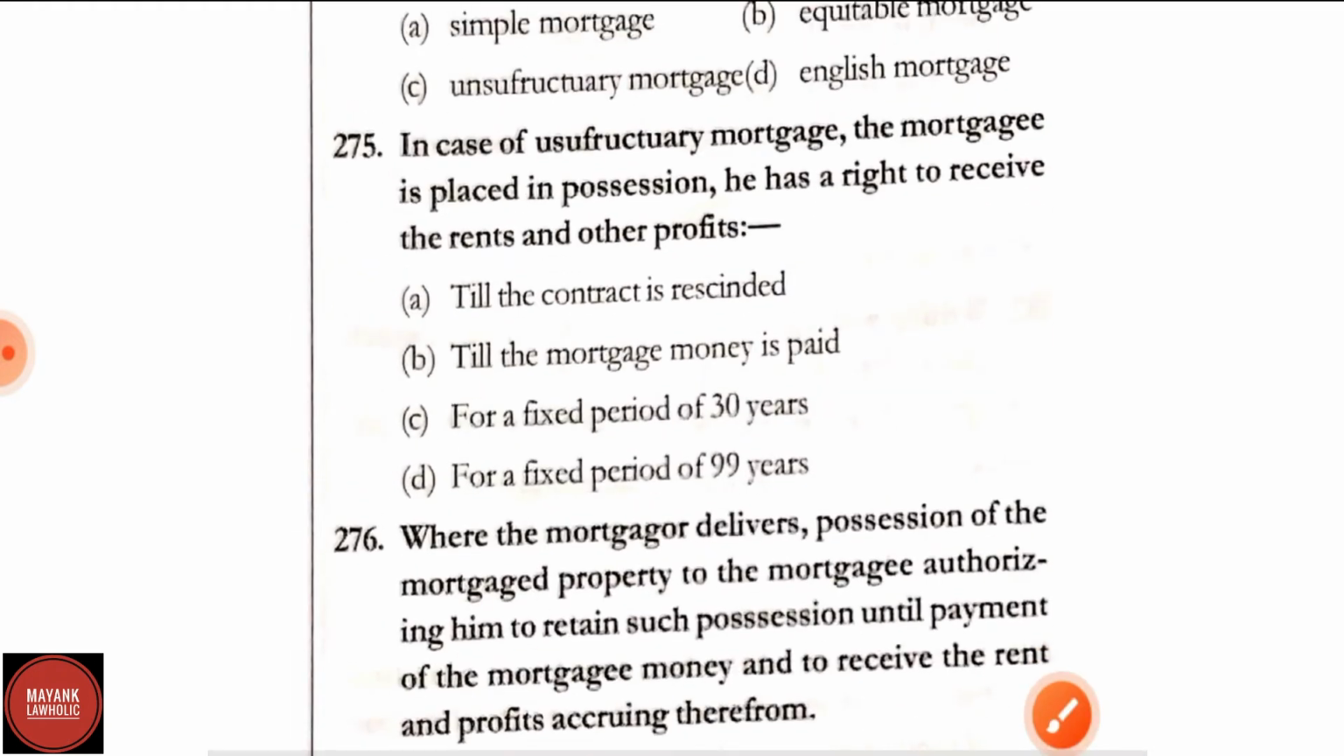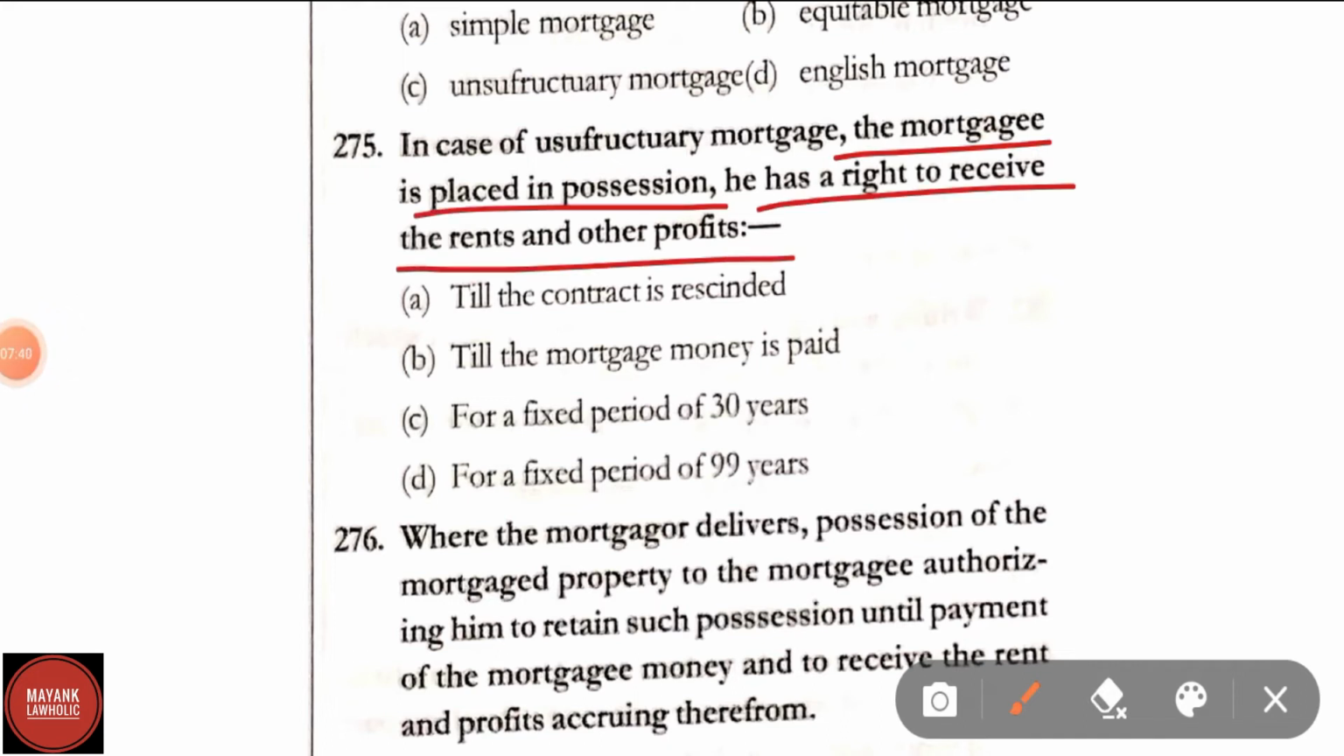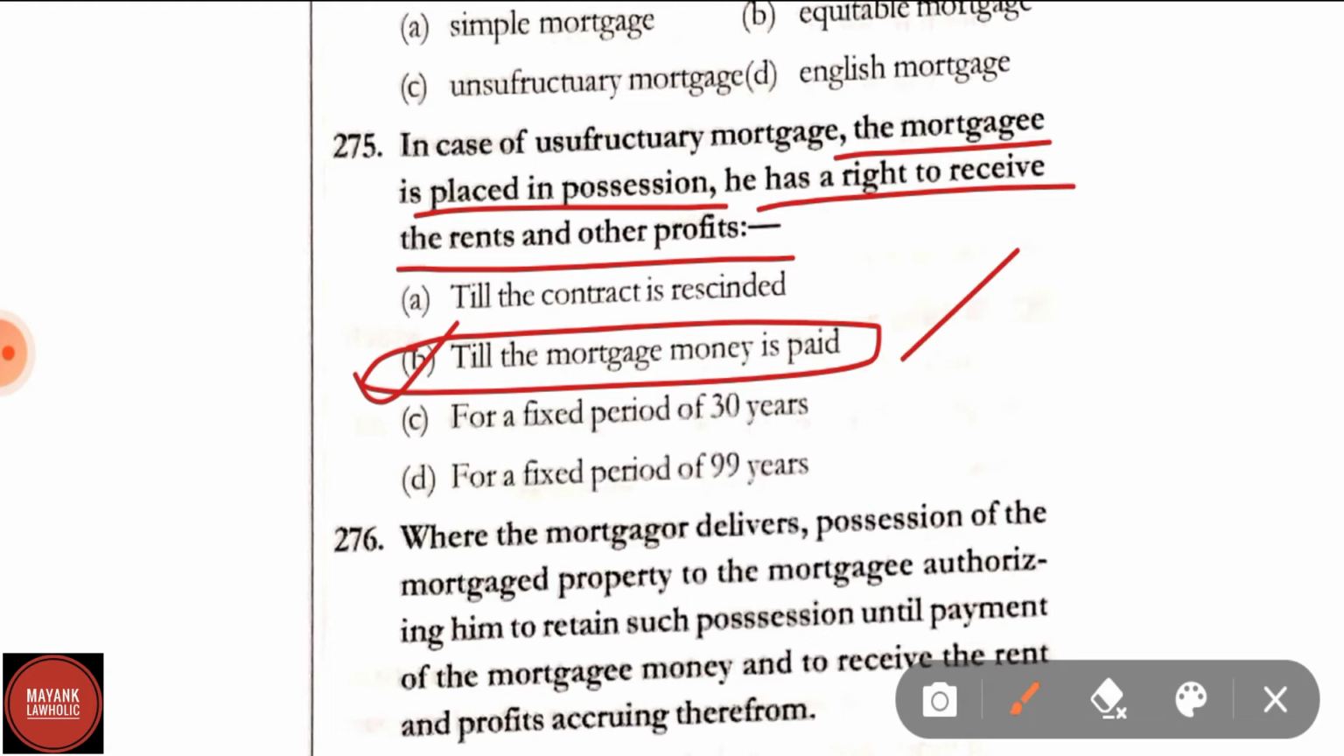Question number 275. In case of usufructuary mortgage, the mortgagee is placed in possession. He has a right to receive the rents and other profits: option A, till the contract is rescinded; till the mortgage money is paid; for a fixed period of 30 years; for a fixed period of 99 years. Here correct answer is option B, till the mortgage money is paid.